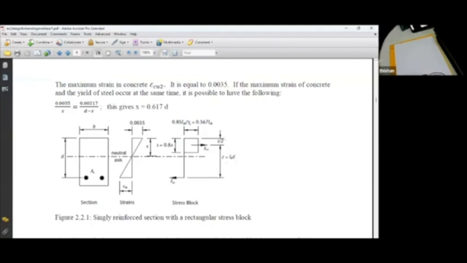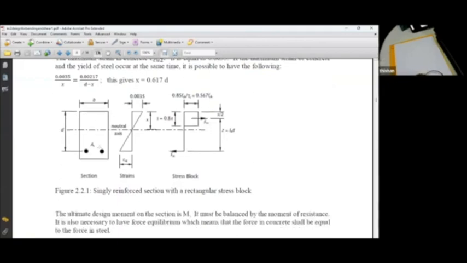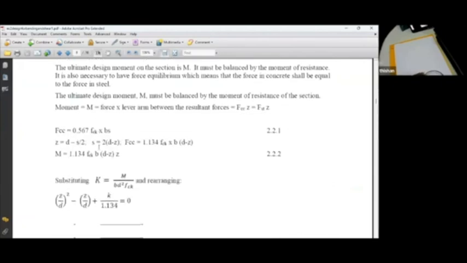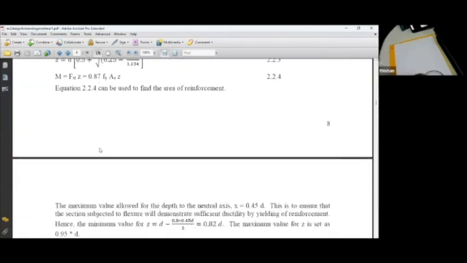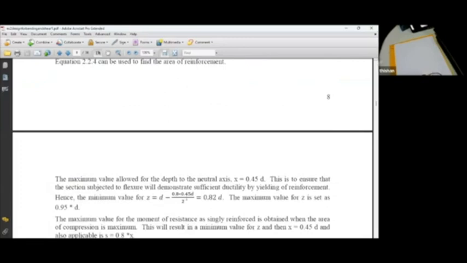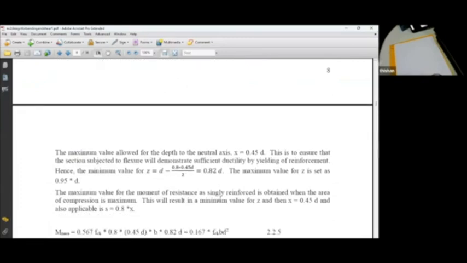But sometimes you get a Z value greater than 0.95 D, which means a very thin layer of concrete is available for carrying compression. We don't like that situation. So we have a maximum limit of Z as 0.95 D. So you have to keep in mind Z has a maximum limit of 0.95 D and a minimum value of 0.82 D. So that is the theory.